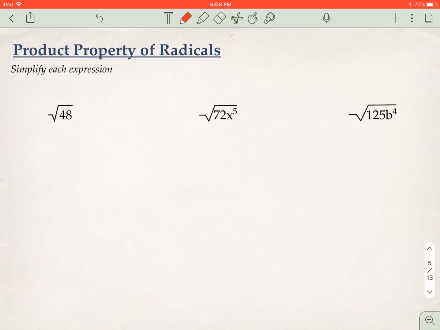All right, time for video 2. And let's look at a few more examples. First one we have is the square root of 48.